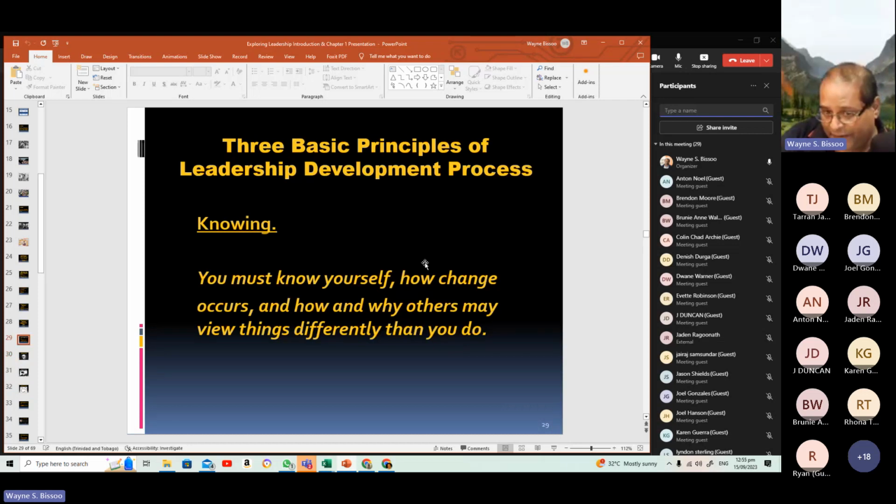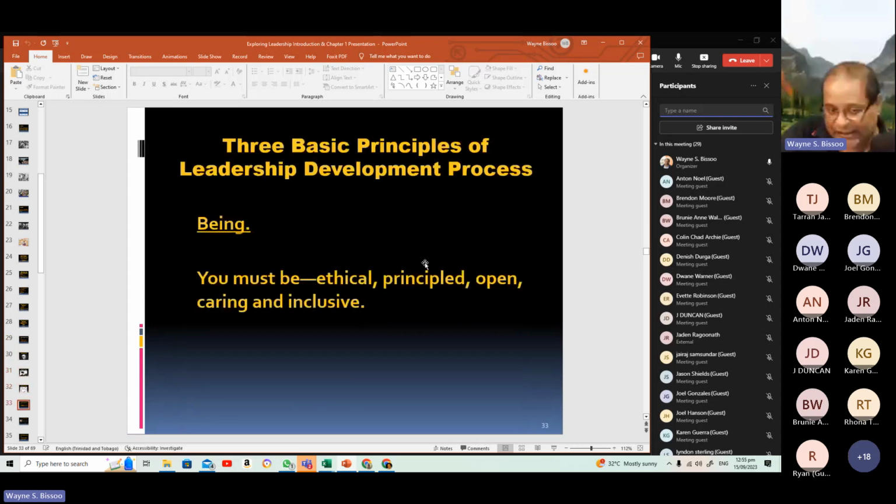A powerful thing here starts up the process of the knowing element of the 3 basic principles of leadership development. The second element is the being. You must be ethical. You must be principled. You must be open, caring, and inclusive. Now, ethical and principled we spoke about before. Open, caring, and inclusive is the problem, because when we become more ethical and more principled, we tend to become more closed, less caring, and rather exclusive rather than inclusive.